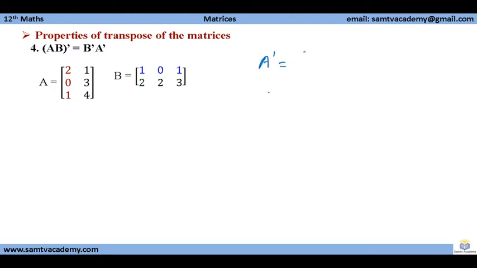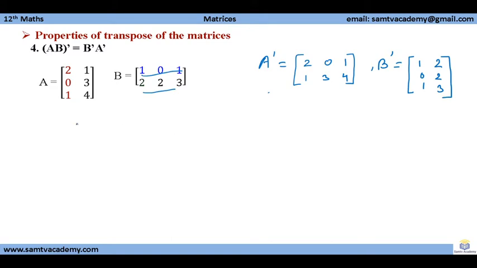So now first we will write what is A transpose. A transpose will be: column will be changed to row. So column 2 0 1 will become a row and column 1 3 4 will become a row, 1 3 4. This is A transpose. Similarly, what is B transpose? We will change each row of B to a column. So this row is changed to column 1 0 1, and the next row is changed to column 2 2 3.